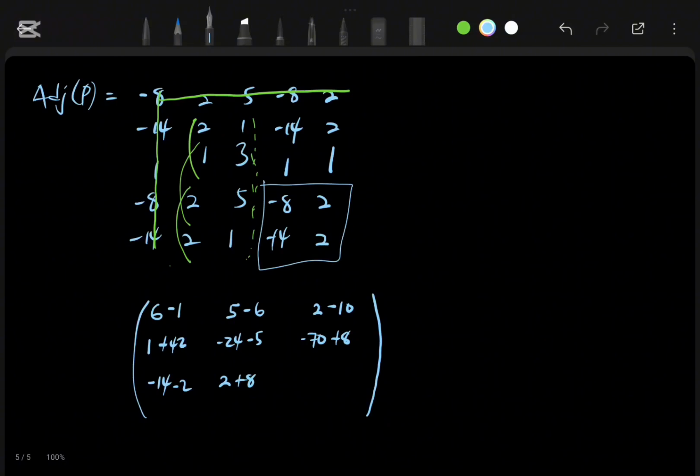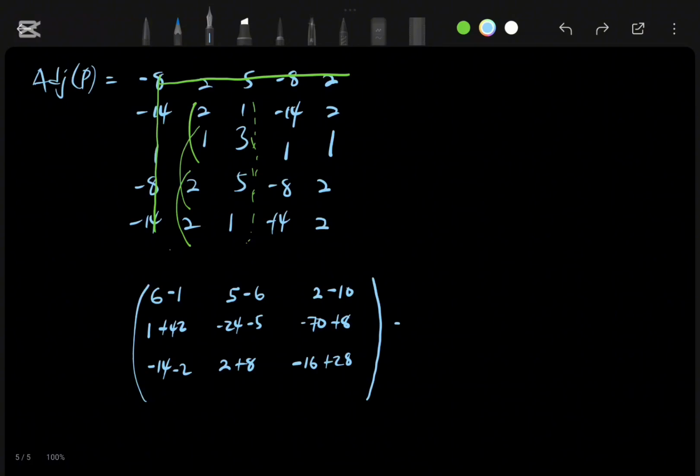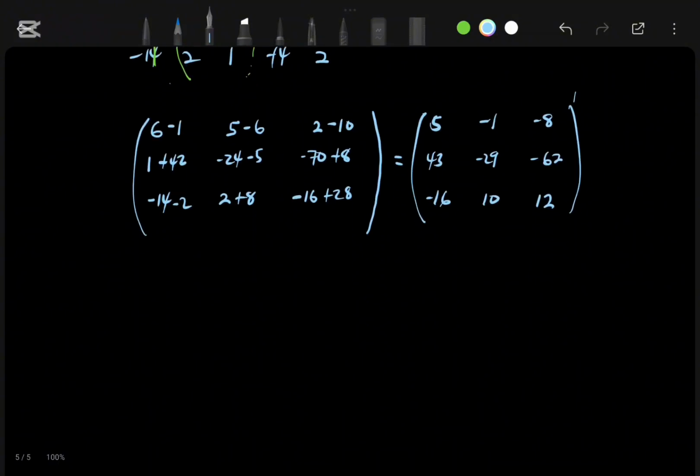Finally, we have this block. We have minus 8 times 2, which is minus 16, minus 14 times 2, which is plus 28. We add everything in this matrix. We have 5, minus 1, minus 8. We have 43. We have minus 29. We have minus 62. We have minus 16. We have 10. We have 12. So this is the adjoint of P.